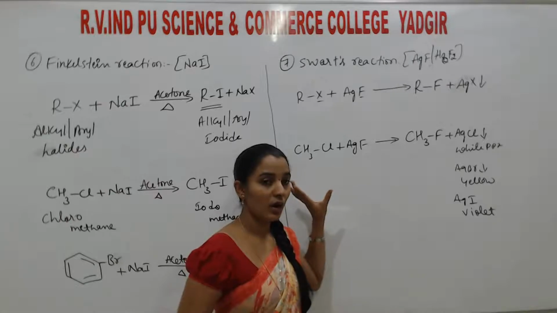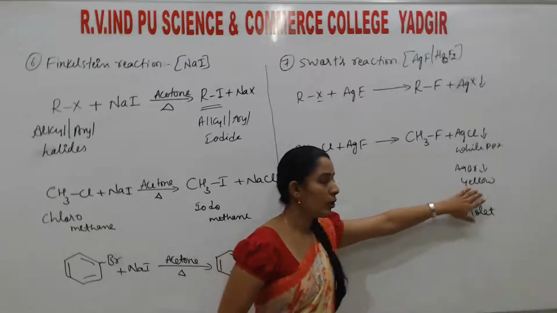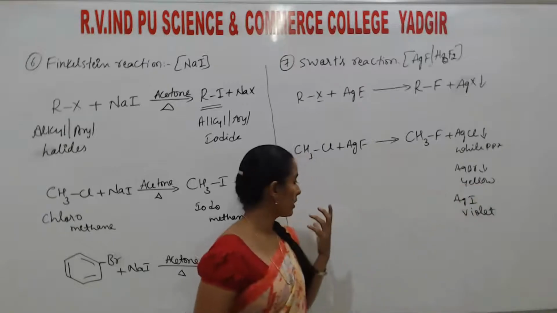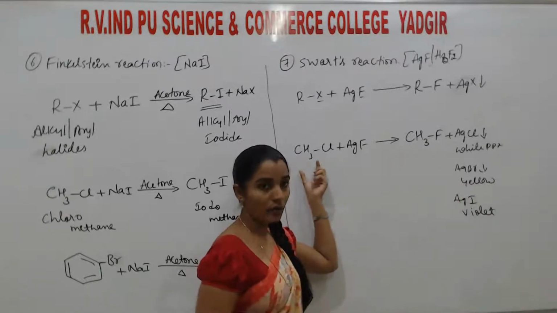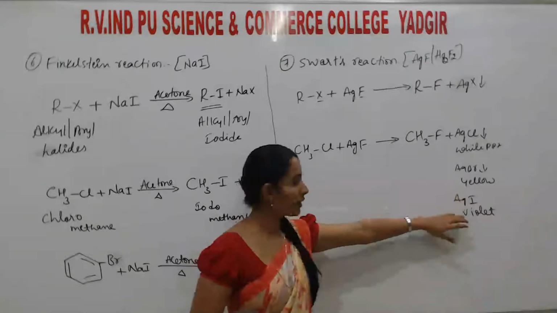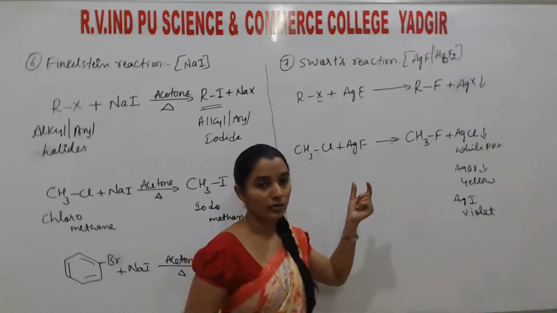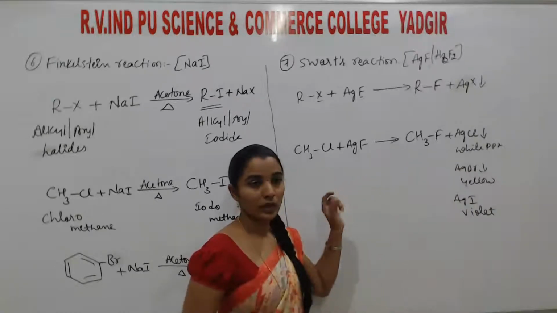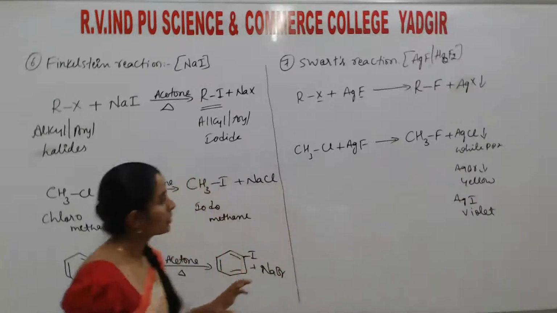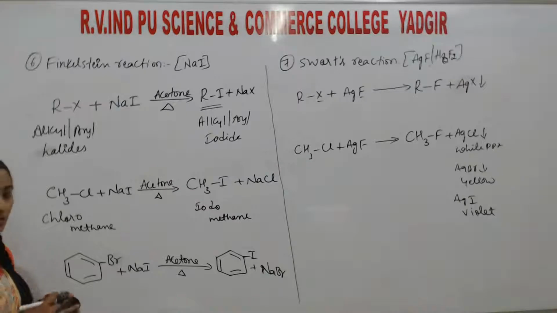So from these colored precipitates, we can easily say which type of halogen is present in the respective compound. Here, after adding AgF, if we get a yellow precipitate, then what can we say? This compound consists of bromide halogen. If it gives a violet precipitate, we can easily say it consists of iodide halogen. Understood? So this is the Finkelstein reaction and Swarts reaction, and both are halogen exchange reactions.